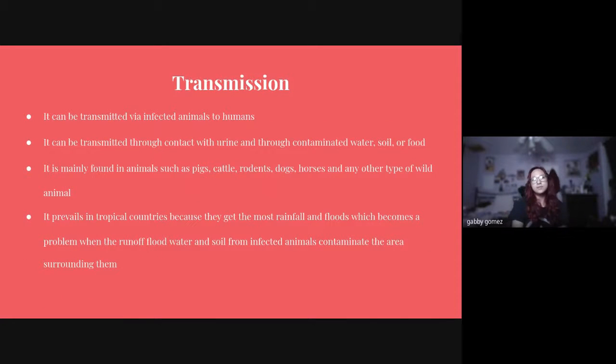It can be transmitted via infected animals to humans, and can be transmitted through contact with the urine and through contaminated water, soil, and food. It's mainly found in animals such as pigs, cattle, rodents, dogs, horses, and other types of wild animals. It mainly prevails in tropical countries because they get the most rainfall and floods, which becomes a problem when the runoff water and soil from the infected animals contaminate the area surrounding them.